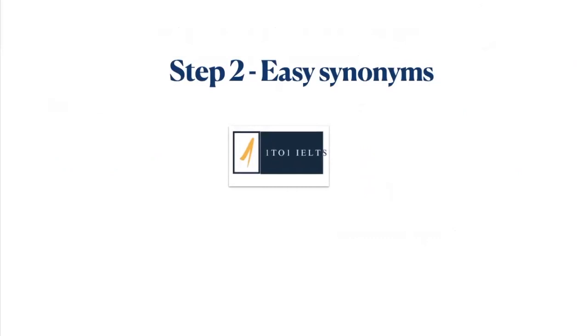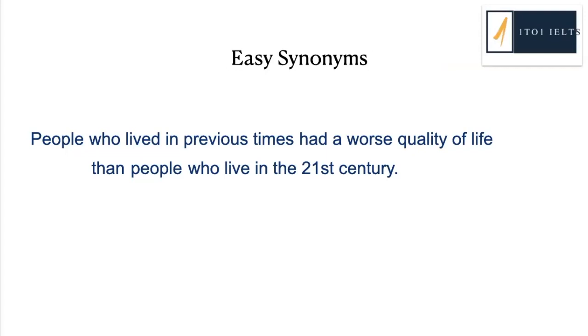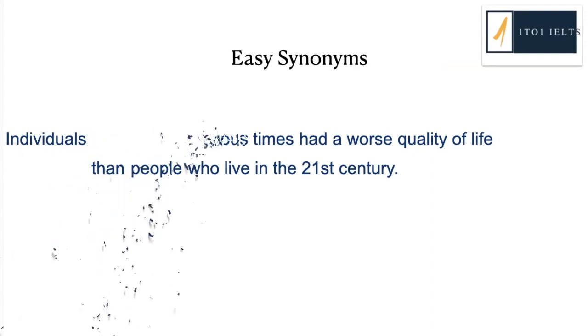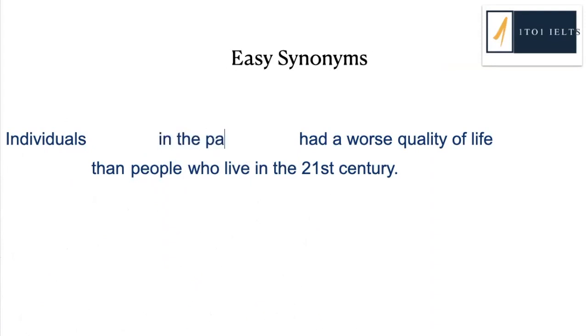Now it's onto that synonym stage, but again, we're only looking for the easy ones. You might notice we have a word that we had in the previous one, which comes up all the time: people. Once again, we know for sure we can change people for individuals. Who lived in previous times. Again, I'm very sure I can change this chunk of language. And we could simply just say, in the past. Had a worse, well, we've already changed that because originally it said better, so now it's worse, so that's okay. Quality of life, I know instead of quality of life, I can use the expression standard of living.